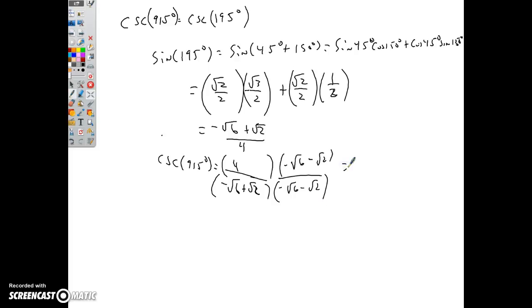Okay, so now it's through. I get negative 4 root 6 minus 4 root 2 all over 6 minus 2.